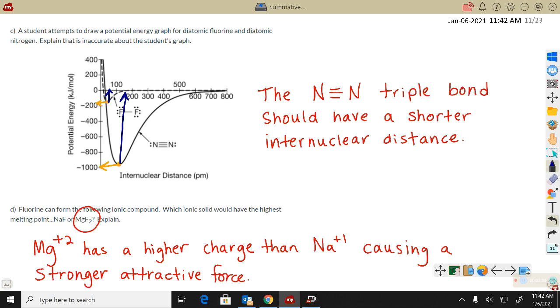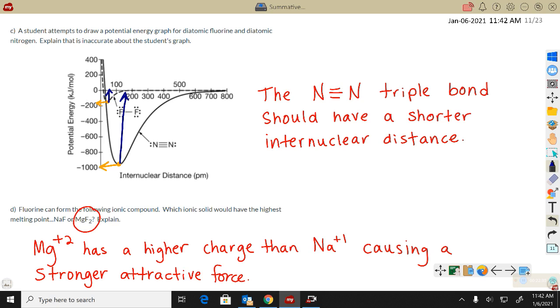And again, there were a handful of people that were like, looks good to me. But they tell us to explain what is inaccurate about this graph. So then you know right there's something wrong. Well, it's either going to be wrong with the internuclear distance, or the bond length, or it's wrong with the energy. And the energy is fine, because yep, now more energy should be released when the triple forms, more energy needed to break it. So then the error has to be with the internuclear distance.